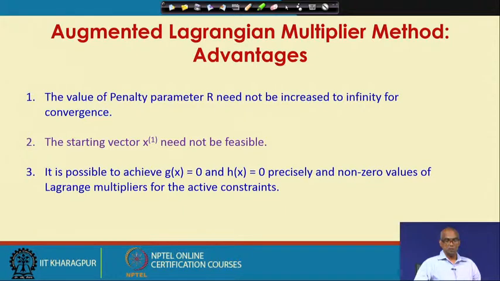So, the main advantages are that the penalty parameter r need not be increased to infinity for convergence, the starting point need not be feasible and exact constraint satisfaction is possible. So, with this we would like to stop lecture 49 here.